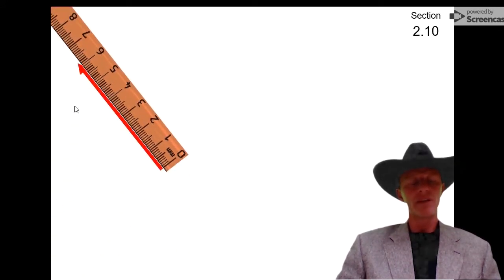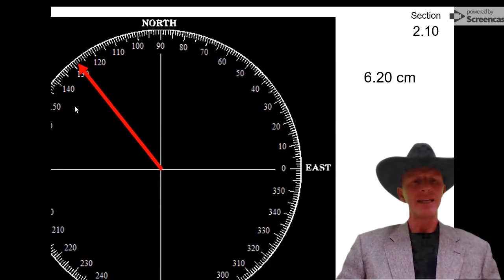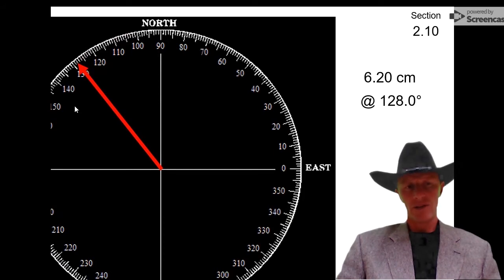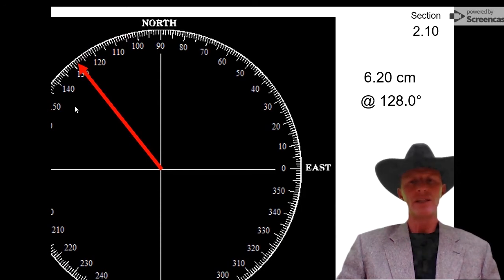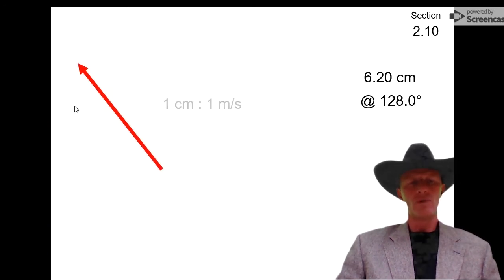We could do the same thing for another vector. This one is about 6.20 centimeters long, and it is pointed at 128 degrees. So from the east, you can measure 128 degrees. And what does this represent? This one's representing meters per second, so that's a speed. So we're traveling at 128 degrees.